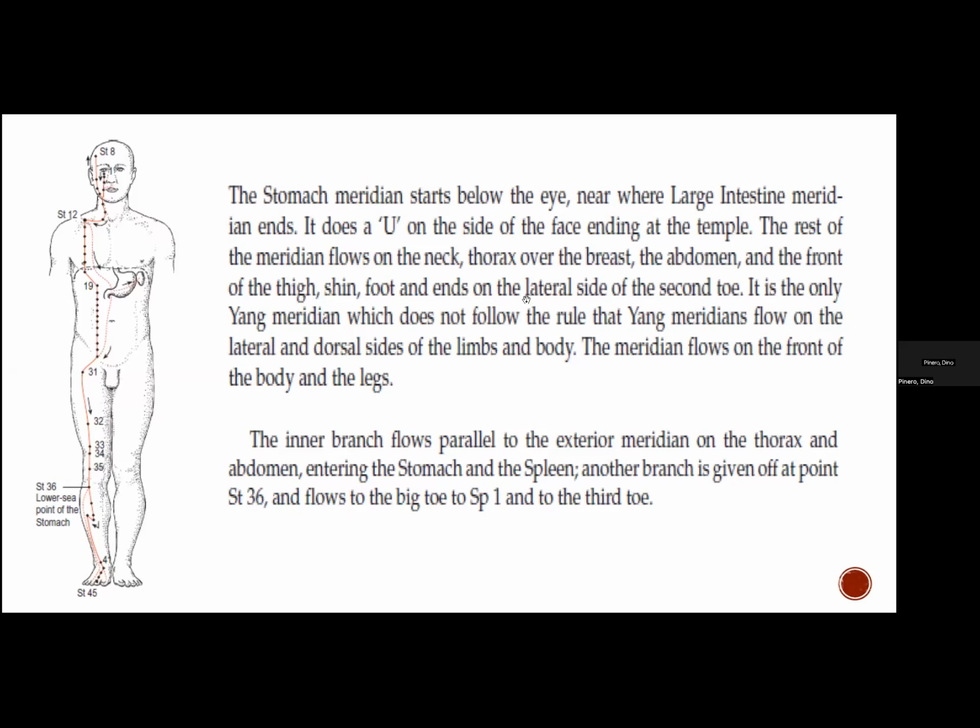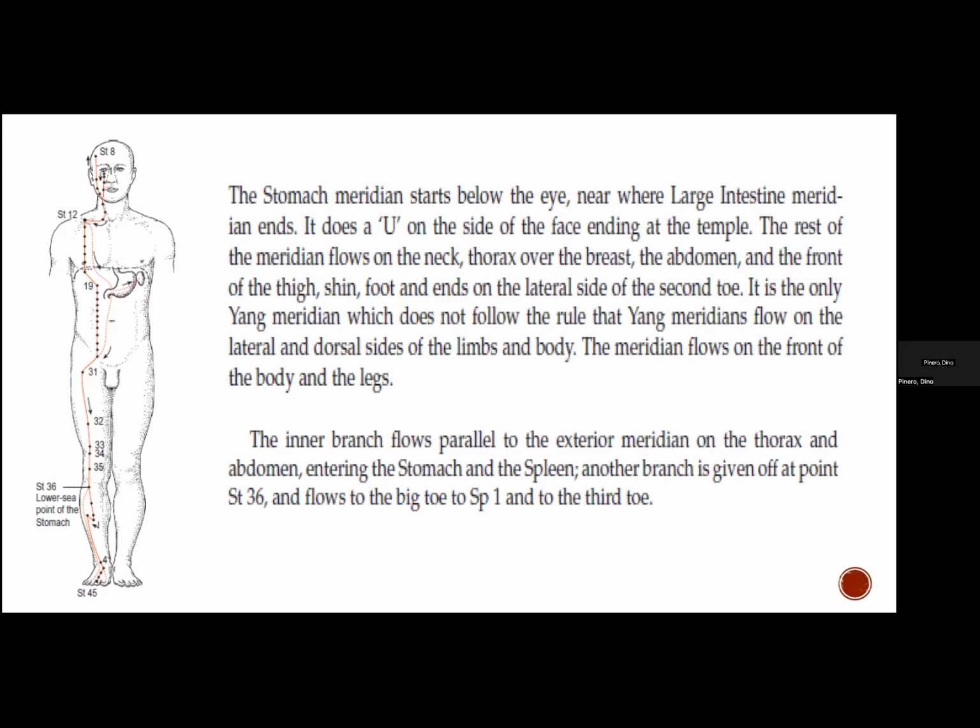The rest of the meridian flows on the neck, thorax, over the breast, the abdomen, and the front of the thigh, shin, foot, and ends on the lateral side of the second toe. It is the only yang meridian which does not follow the rule that yang meridians flow on the lateral and dorsal sides of the limbs and body. The meridian flows on the front of the body and the legs. So, nasa harap po siya ang path ng meridian.